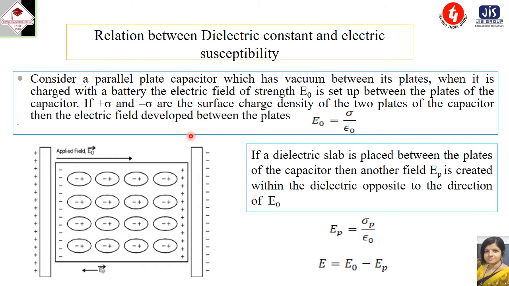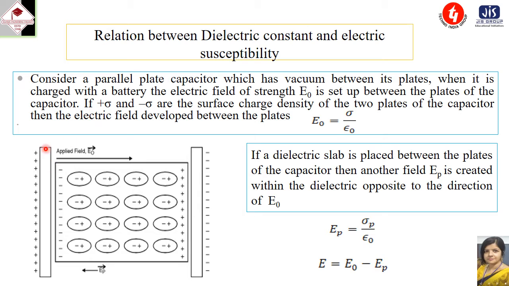Consider a parallel plate capacitor which has vacuum between its plates. When it is charged with a battery, the electric field of strength E0 is set up between the plates of the capacitor. If sigma plus and sigma minus are the surface charge densities of the two plates of the capacitor, then the electric field developed between the plates, that is E0, equals sigma by epsilon 0.